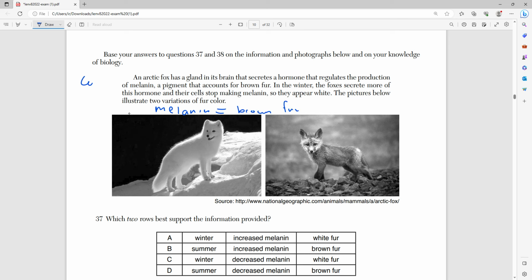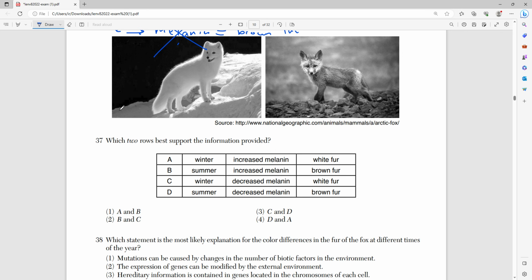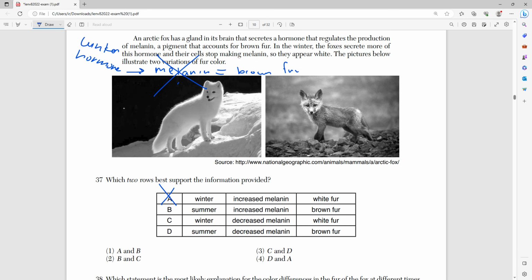In the winter, they release a hormone, which is a protein, right? That stops producing melanin, and because there's no melanin, they have white fur because there's no brown fur, right? Number 37 asked which two rows best support the information provided, right? So let's see what we just said. A, winter, increased melanin, white fur. That's wrong, right? Because if there's increased melanin, we just said that melanin equals brown fur.